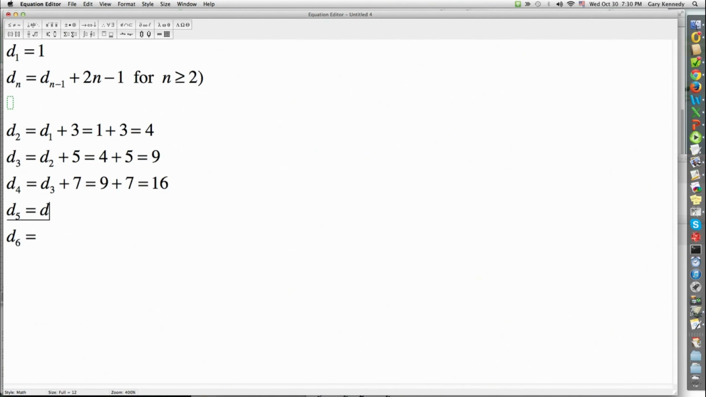And D5 is D4 plus now 9, which is 16 plus 9, which is 25. Let's do one more. And that is D6 is D5 plus now 11. And that is 25 plus 11, which is 36. So thus far the sequence goes 1, 4, 9, 16, 25, 36.